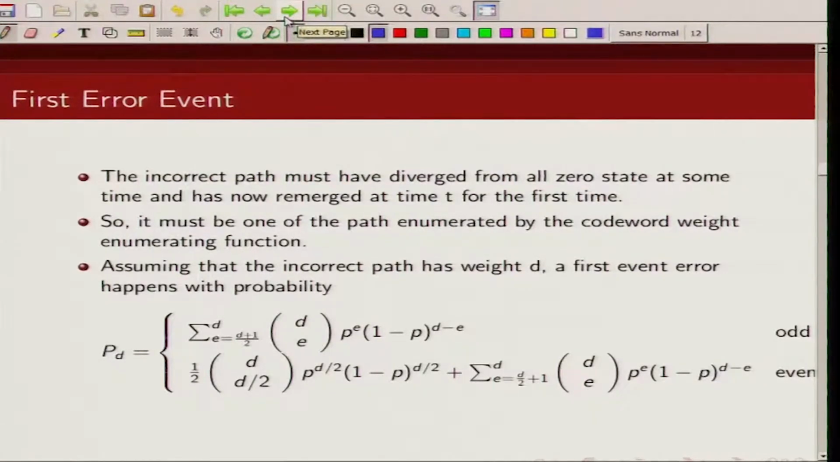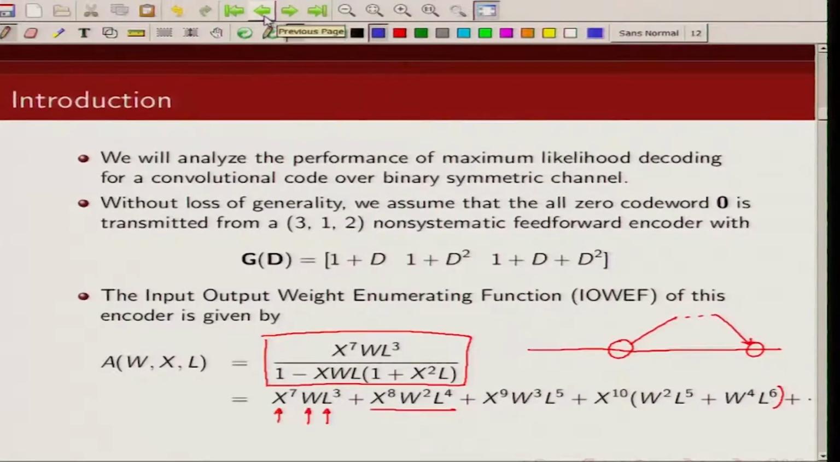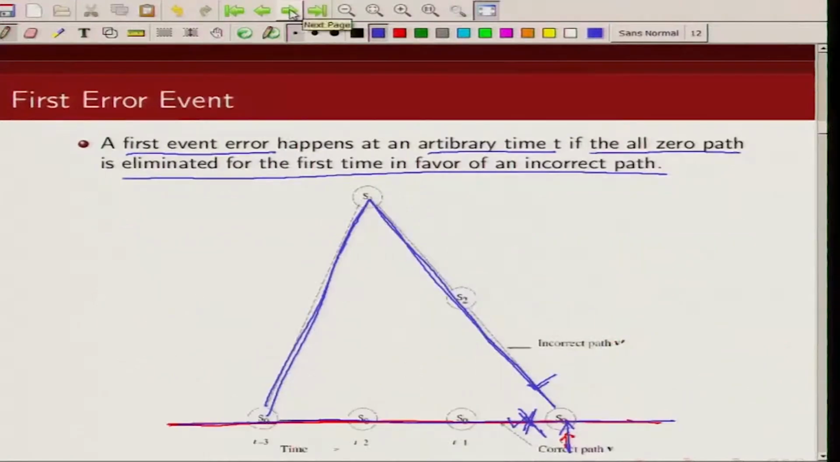Now, when will we decide in favor of this incorrect path and not the all 0 path? We can take the example of the same code that we are considering. This code has d free 7, then it has one code word of weight 8, one code word of weight 9, two code words of weight 10, like that. So, the minimum distance d free is 7 here. Let us assume that this incorrect path had weight 7.